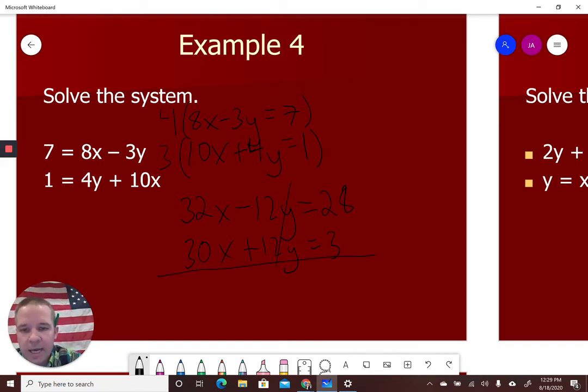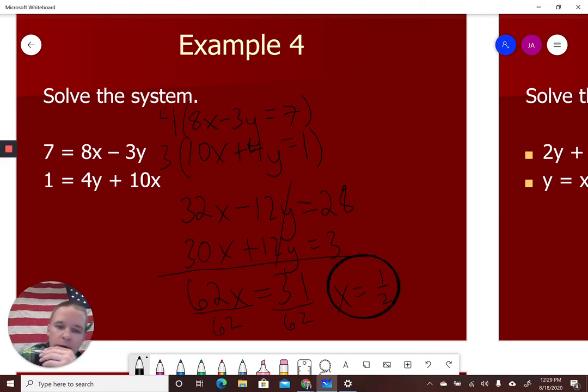All right. These cancel out, and I'm going to get 62x equals, and I'm going to have, let's see here, that's 31. So it looks like x is going to end up equaling 1/2. How wonderful. Ugh, fractions. Ugh. Right? Anywho, all right, I guess it's what we're going to have to deal with here, ladies and gentlemen.